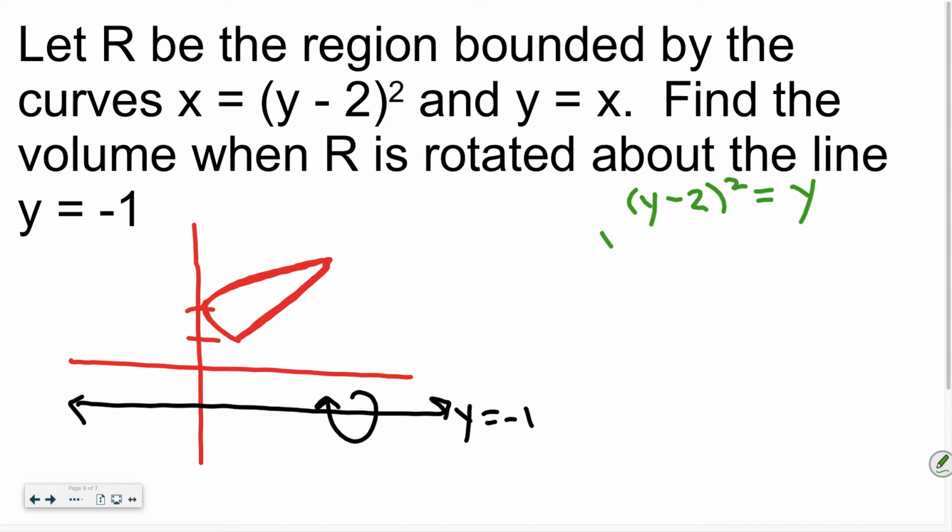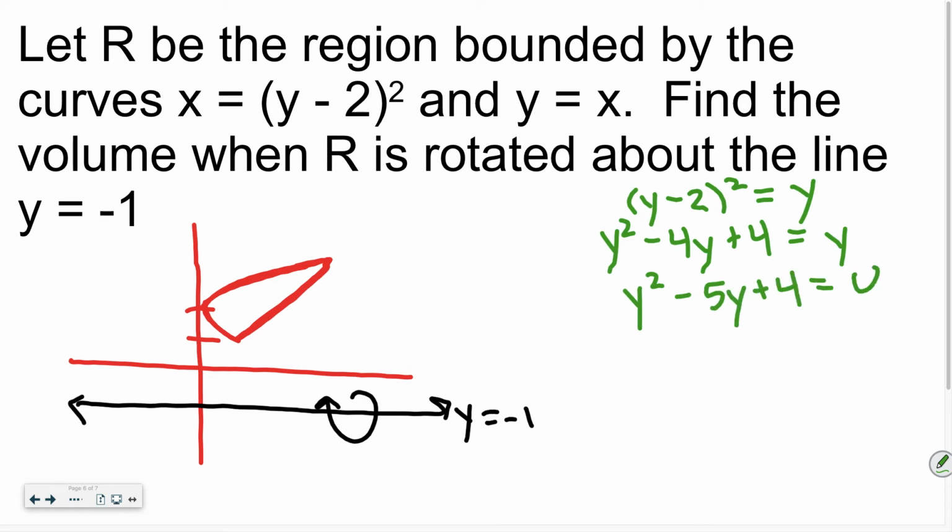Yes. Then what? Subtract that y over. Minus 1, minus 4. Okay, so our intersection points are y equals 1 and y equals 4, and really that's all we need.